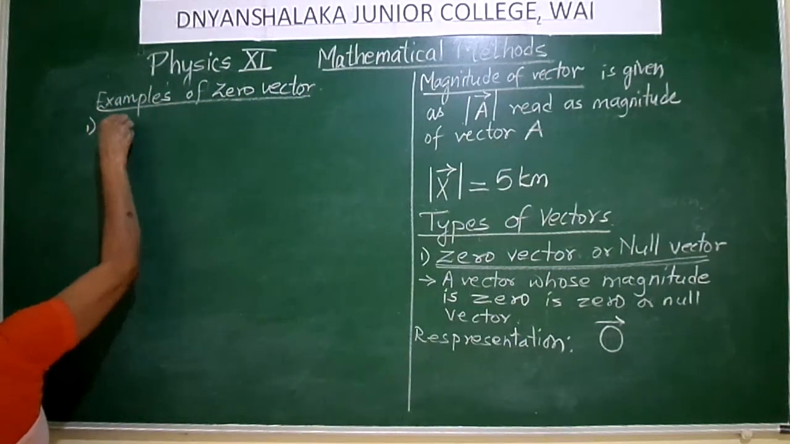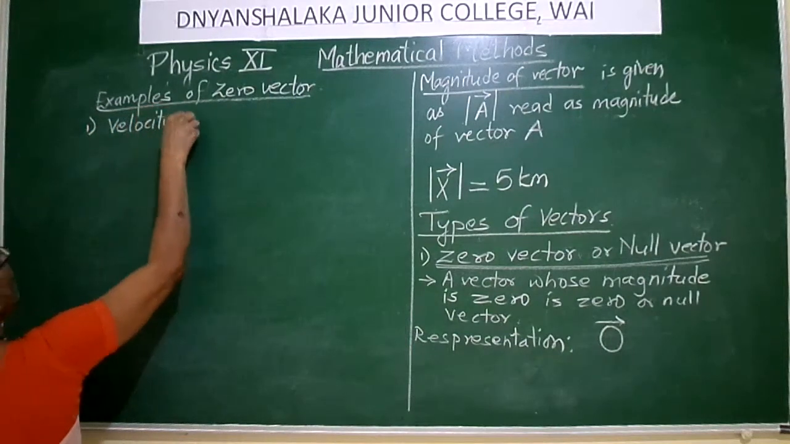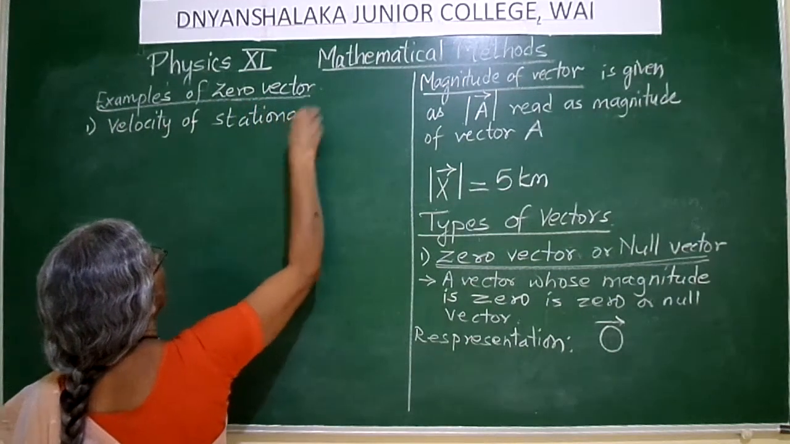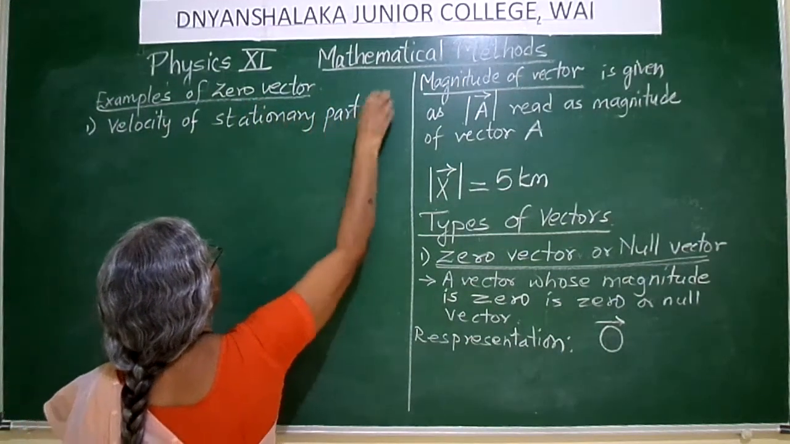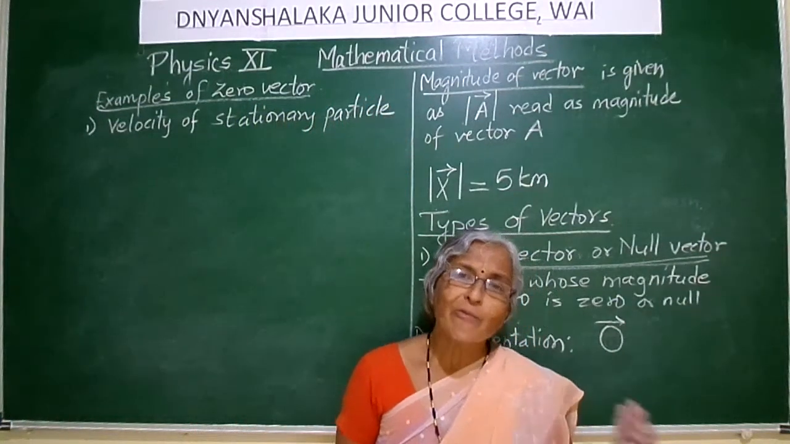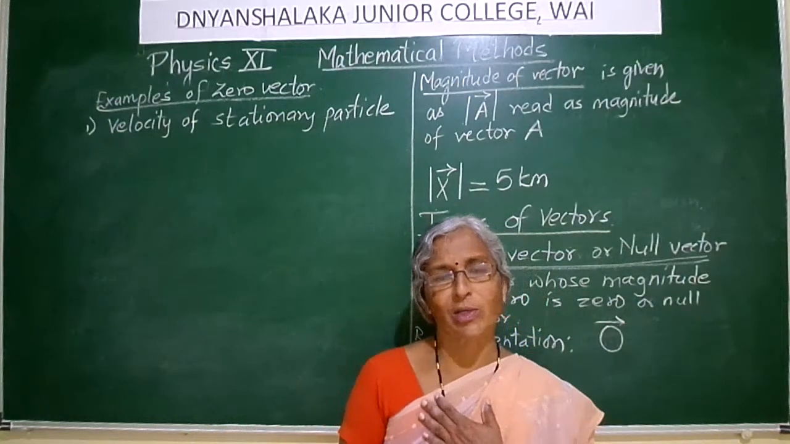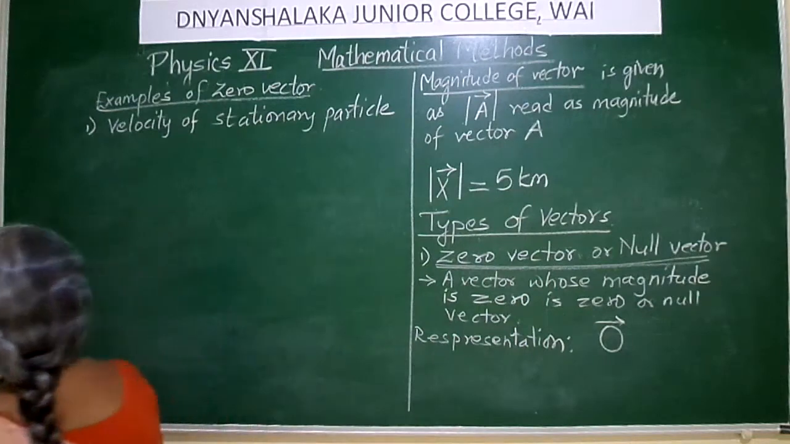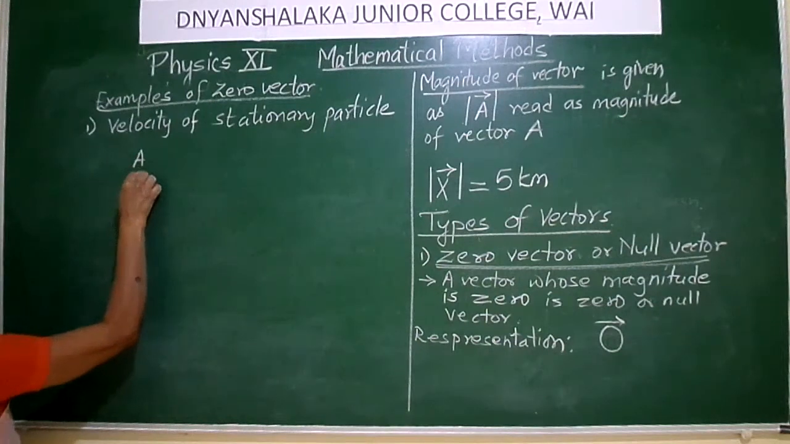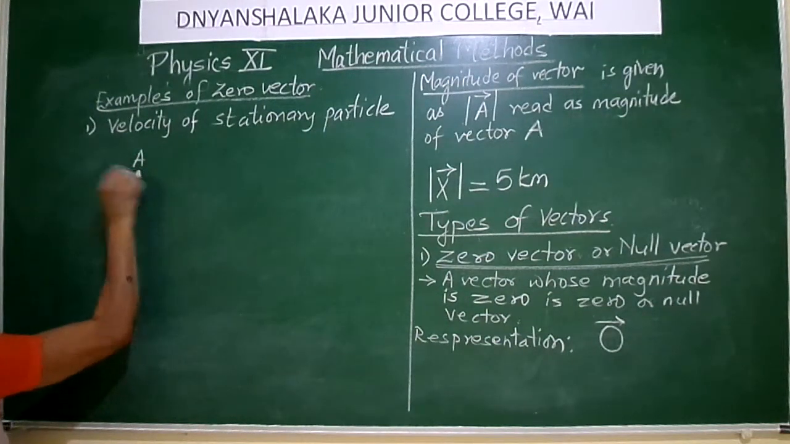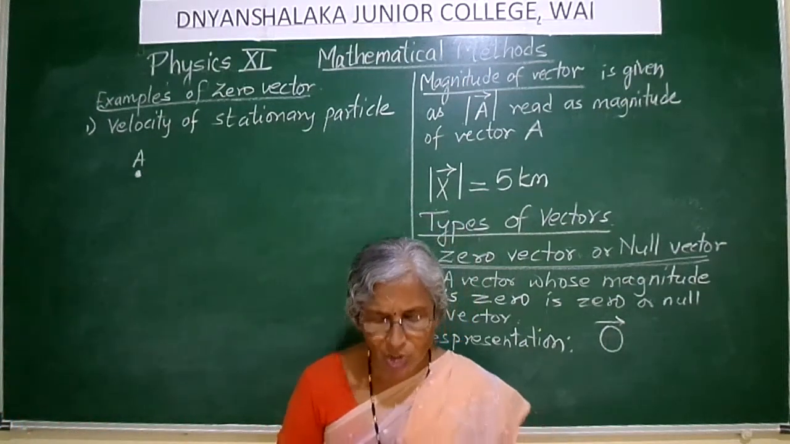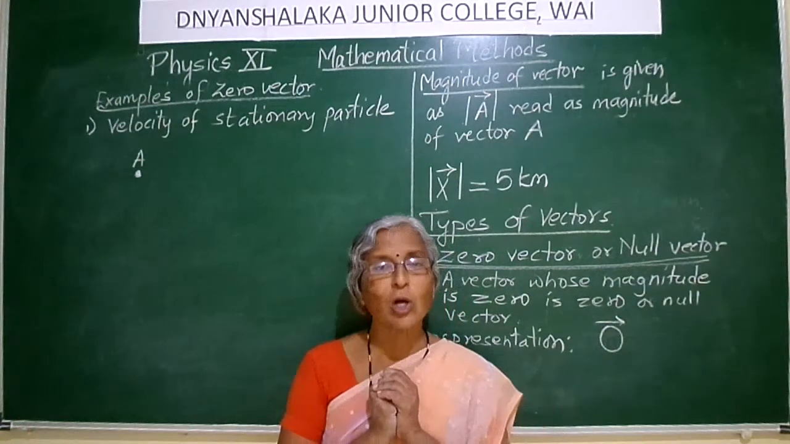First example is velocity of a stationary particle. Velocity of a stationary particle means what? Say for example, you consider a particle A. Okay, this is a particle A. Now this particle A is stationary. Stationary means it is not moving.